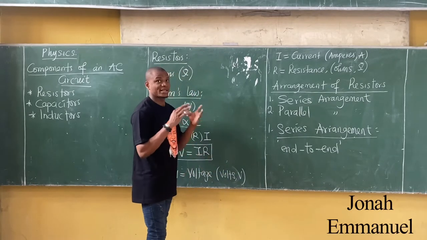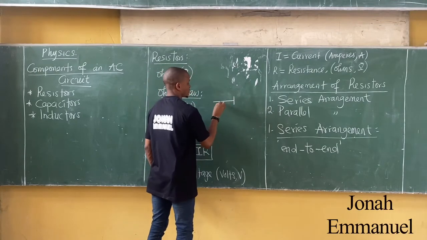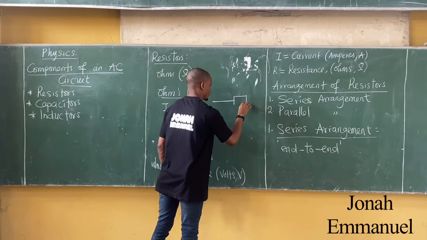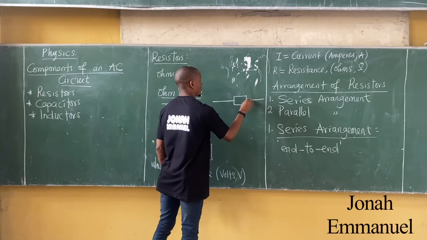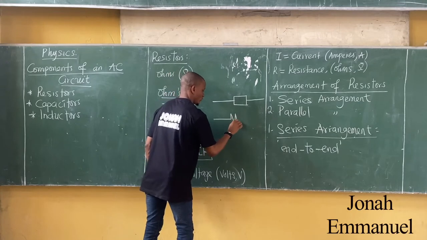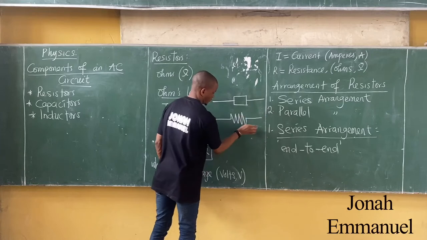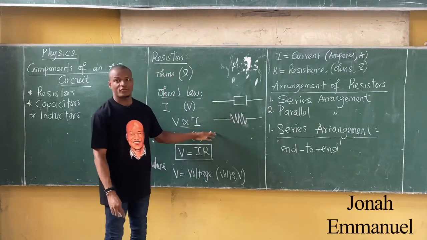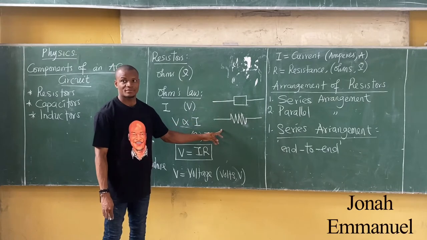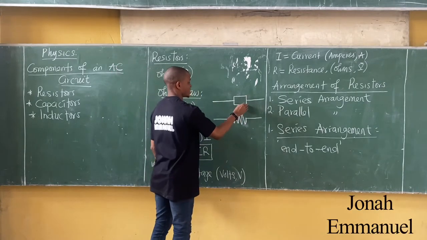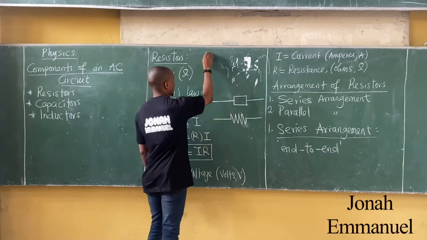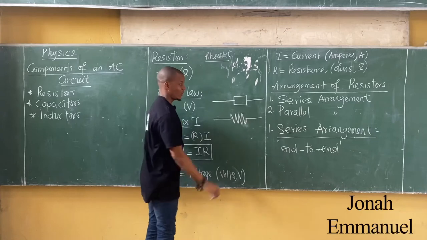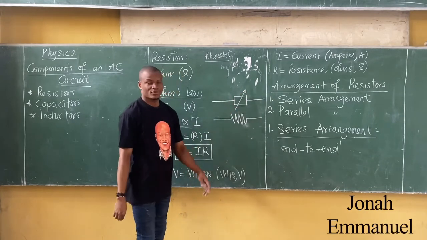Now please note this. The second symbol for a resistor is this one here, or this. It's called a rheostat or a variable resistor.